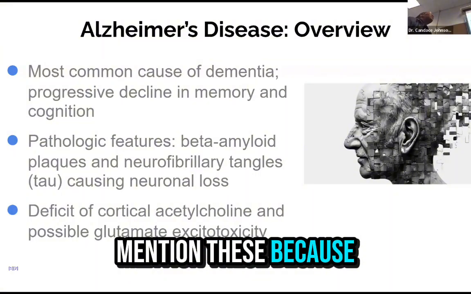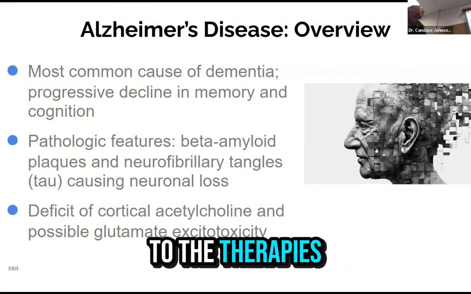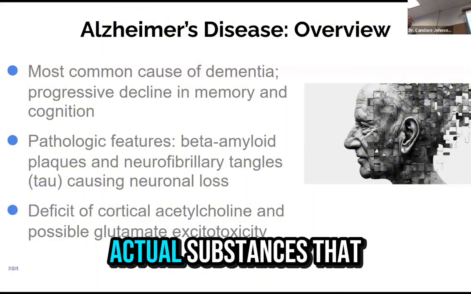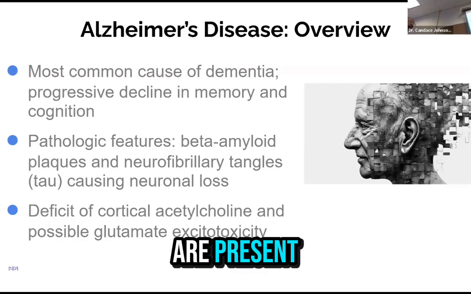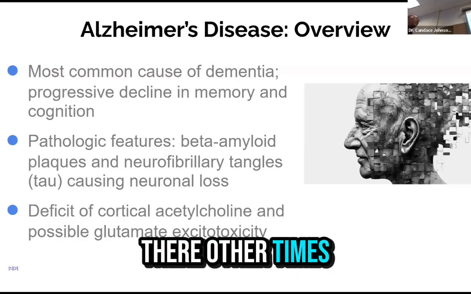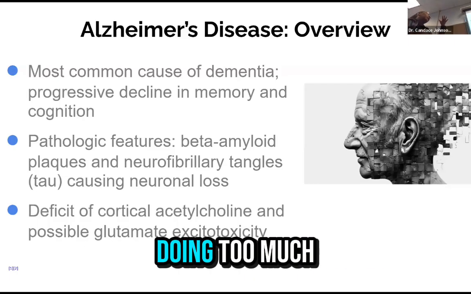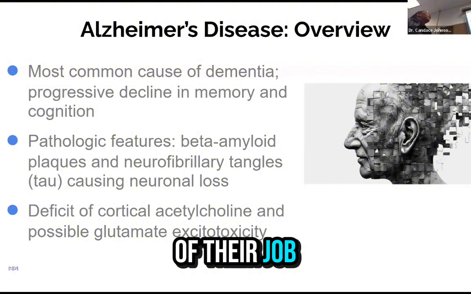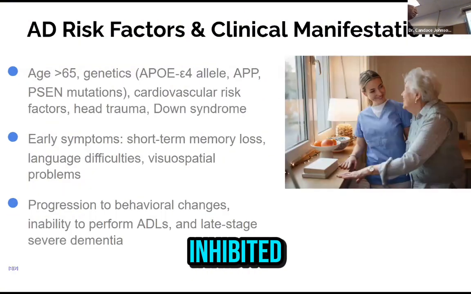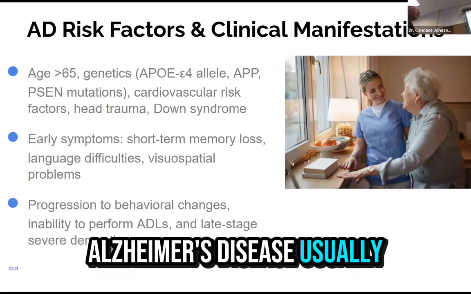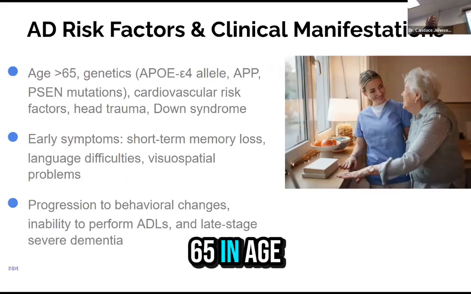Why do I mention these? Because they will lead to the therapies, right? Sometimes we have actual substances that are present that shouldn't be there. Other times we have neurotransmitters doing too much or too little of their job and needing to be enhanced or inhibited, okay? All right, so Alzheimer's disease, usually greater than 65 in age, all right?